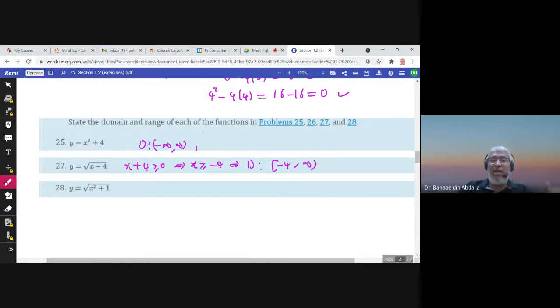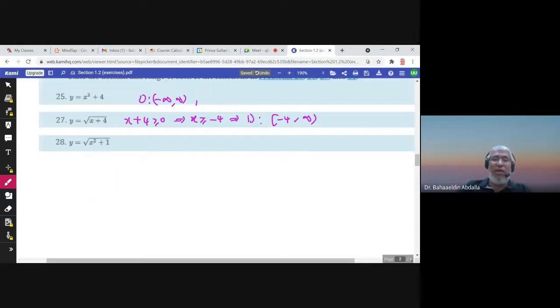But to find the range, usually we need to sketch the graph of the function. If you sketch the graph of the function, that's the best way to find the range of the function. Here, to find the domain, x squared plus 1 should be greater than or equal to 0. But actually, this is x squared, it's always positive, and you are adding 1. So this inequality is always true. So the solution of this inequality would be all real numbers. So the domain of this function would be all real numbers.